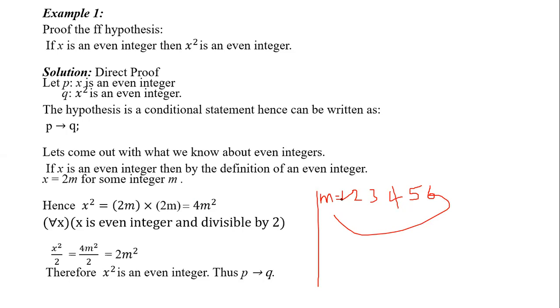When we have an integer, if it is positive, then we can let x be equal to 2m. That's the definition for even integers. So let's test it. When m is 1, we have x equal to 2 times 1, because m is 1.